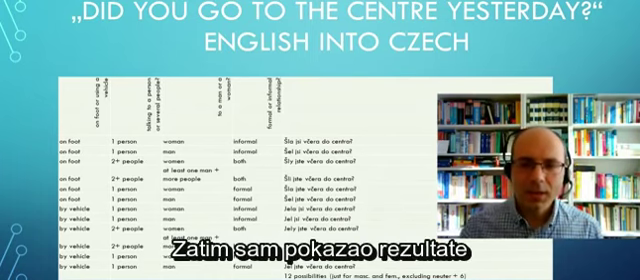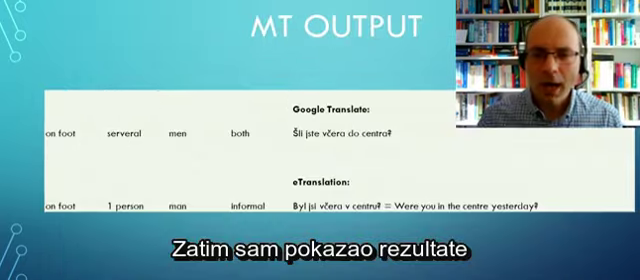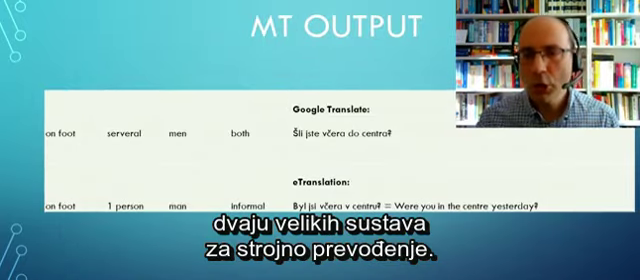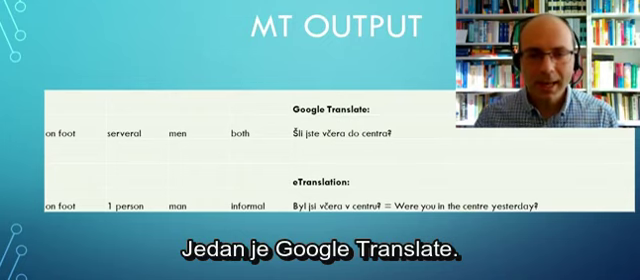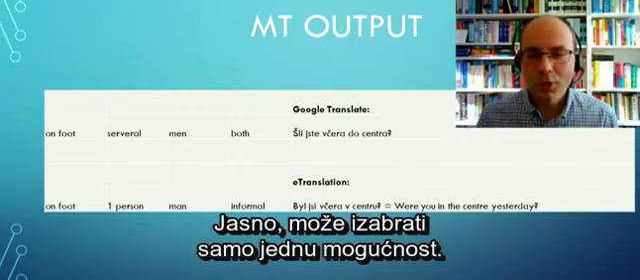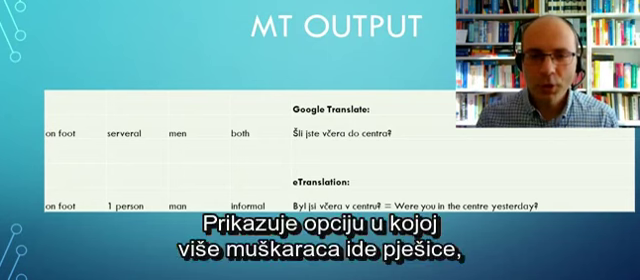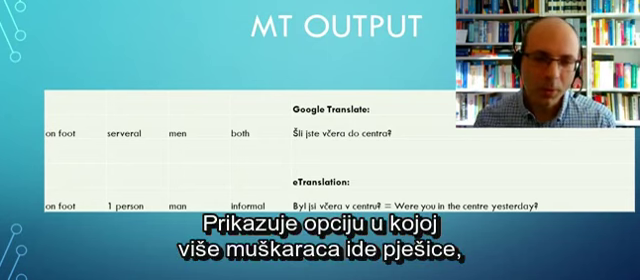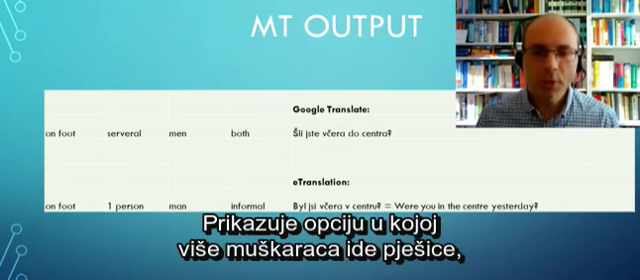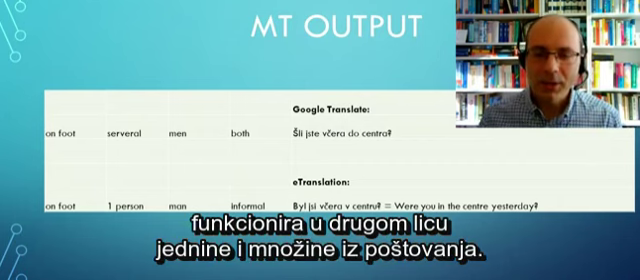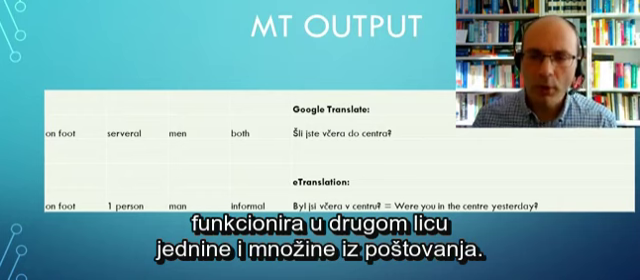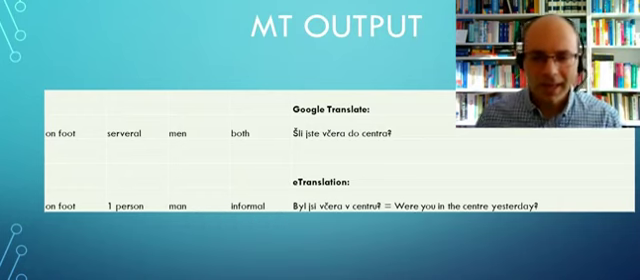And then in the next one, I've shown outputs from two major machine translation engines. One of them is Google Translate. Of course, it only could choose one of them. It shows the one where the person is going on foot. It's several people, it's men, and it's both formal and informal.